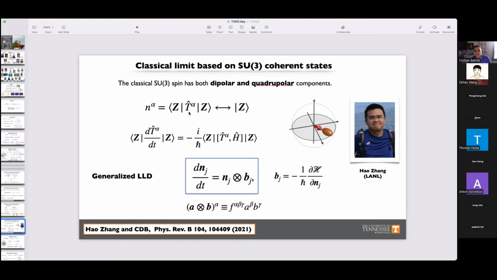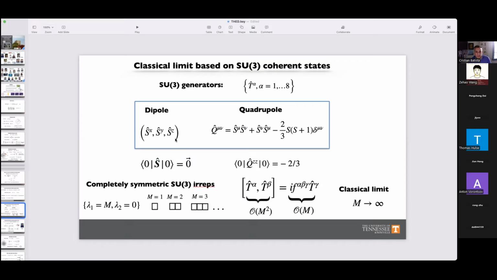And the nice aspect for quantum magnetism is that when you generalize the classical limit, you also generalize the classical equations of motion. These are obtained by taking, again, the expectation value of the Heisenberg equation of motion for each generator of SU3, right? So now when we take the expectation value of each of these generators, we get a component of our classical vector that describes the spin in the classical limit. But now the difference is that this vector has 8 components instead of 3, right? 3 are dipolar, and the other 5 are quadrupolar.